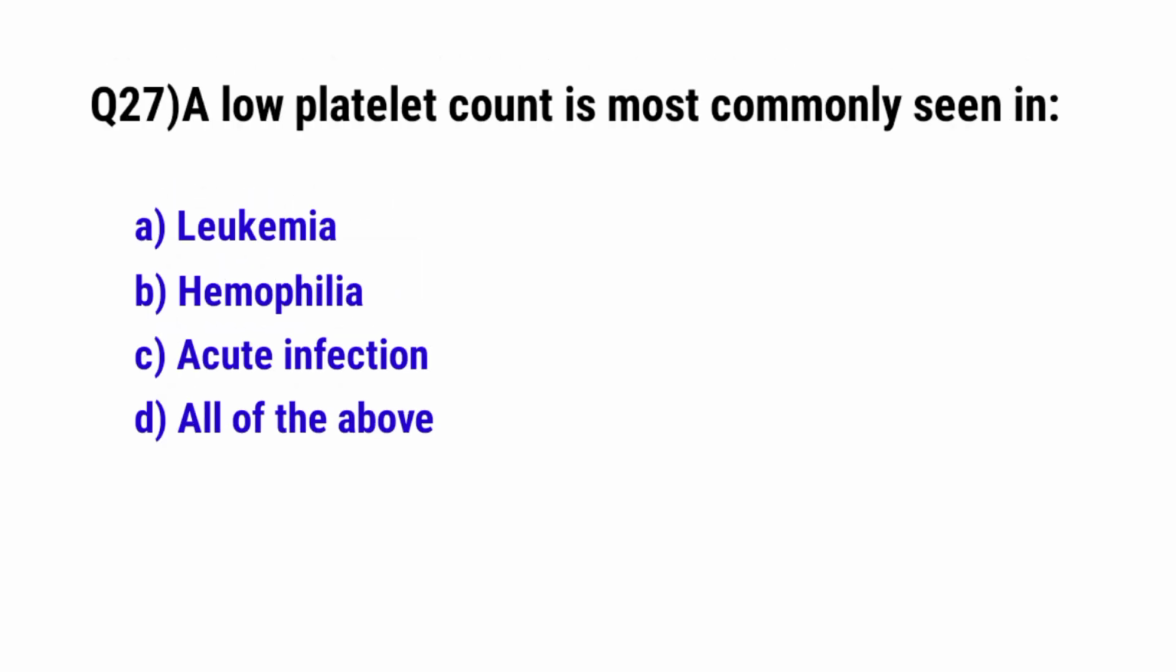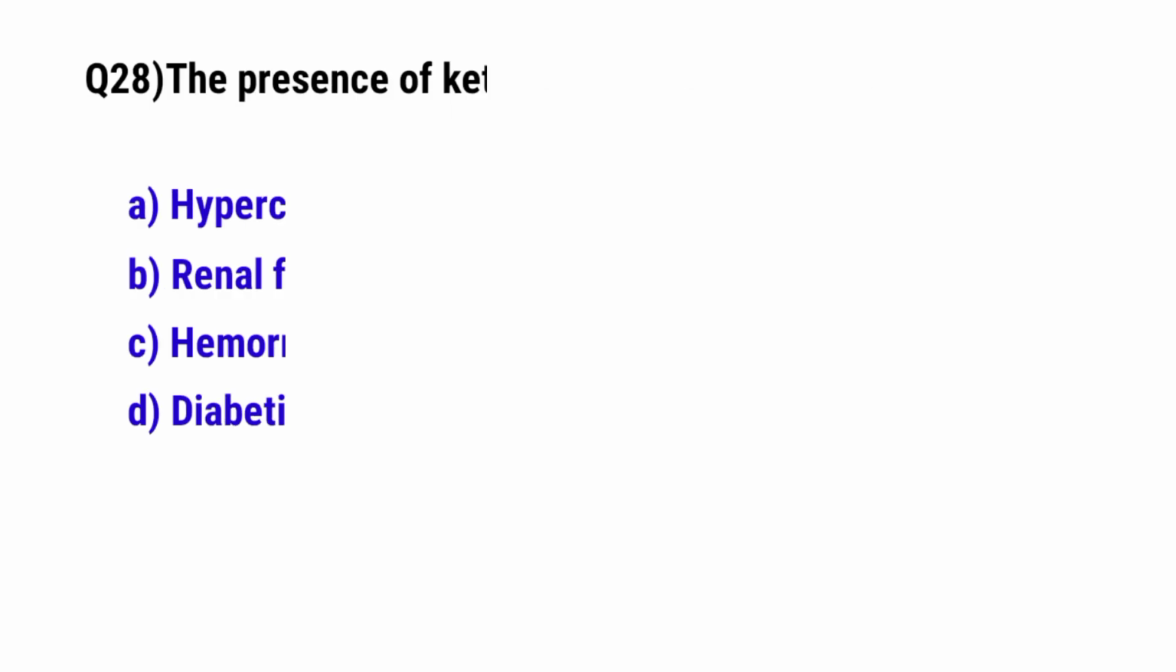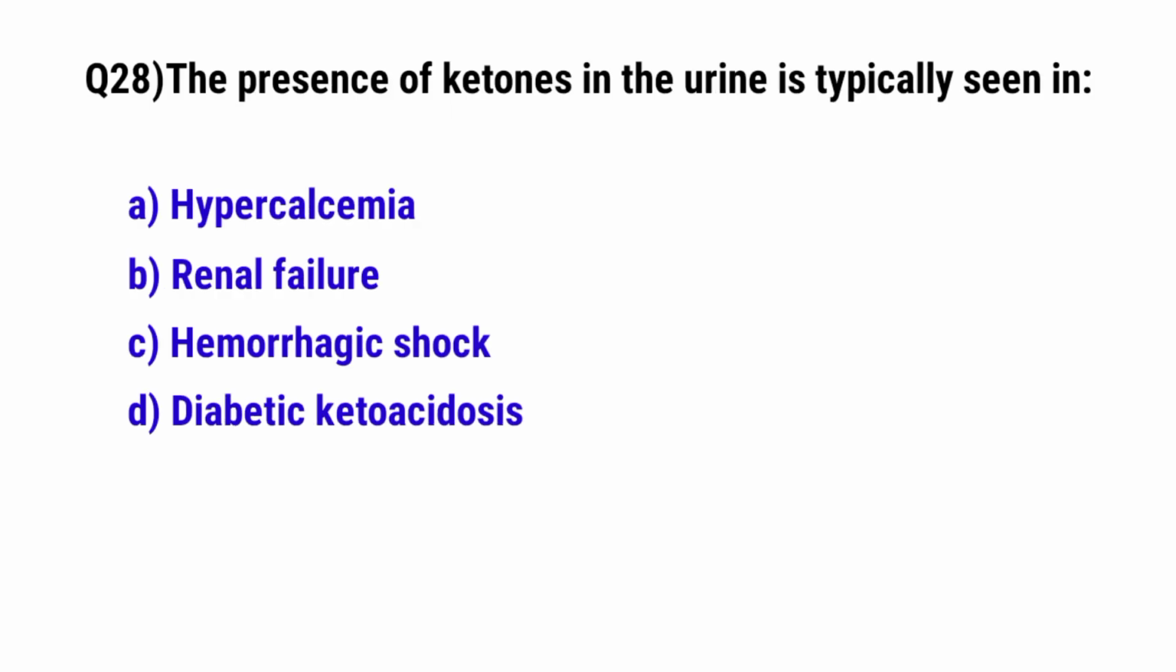Question number 27. A low platelet count is most commonly seen in. The correct option is D. All of the above, including leukemia. Question number 28. The presence of ketones in the urine is typically seen in. The correct option is D. Diabetic ketoacidosis.